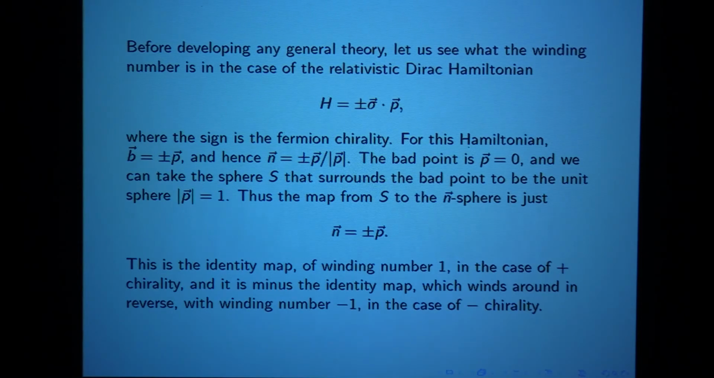So this is the identity map of winding number 1 in the case of a plus sign, and it's minus the identity map, which winds around in reverse with winding number minus 1 in the case of a minus sign. So what we get from the Dirac Hamiltonian is actually the simplest example of maps of winding number 1 or minus 1.